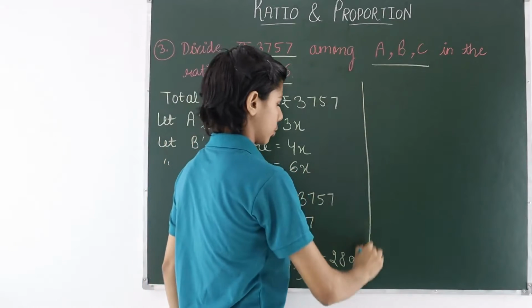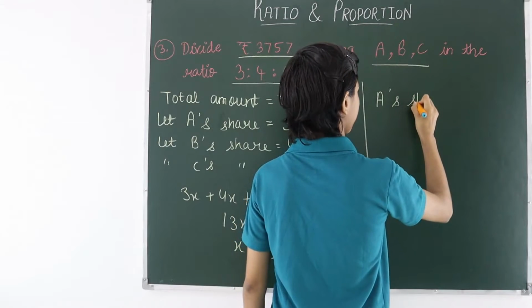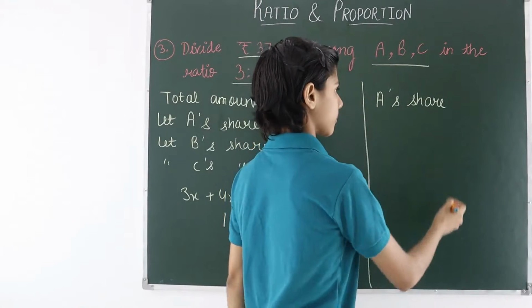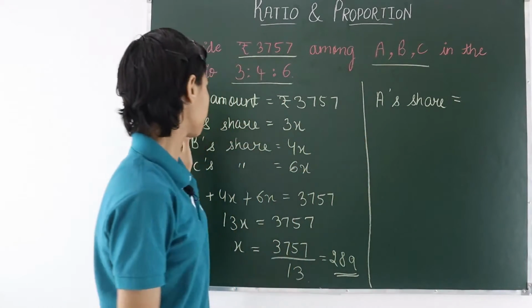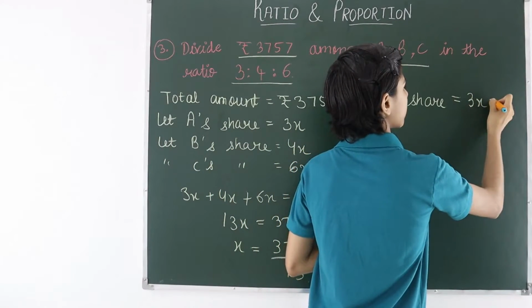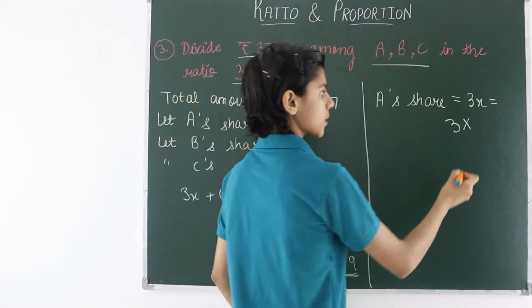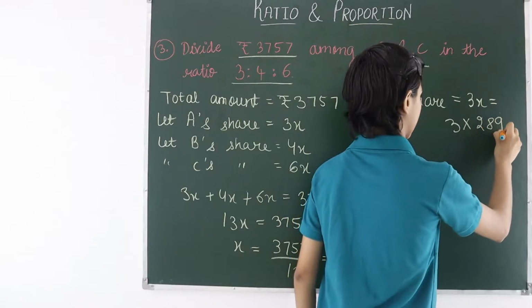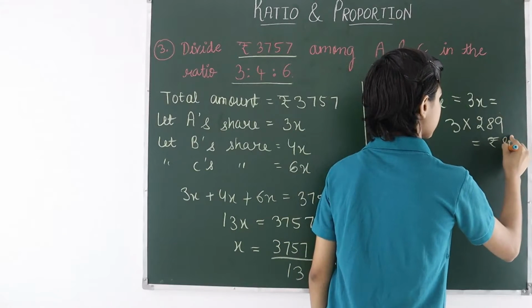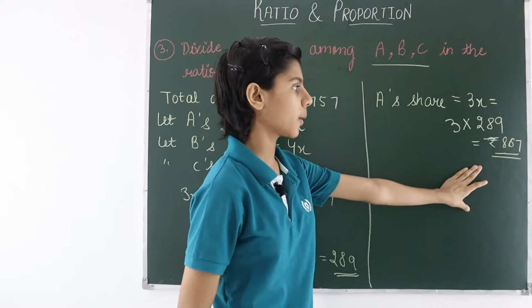So I am doing the next part, that will be A's share. We will write A share, because A share means the amount of money A will get. Now the ratio of A was 3x. So 3x means 3 multiplied by the value of x, that is 289. So 3 into 289 will be rupees 867. So this is the amount of money A will get.